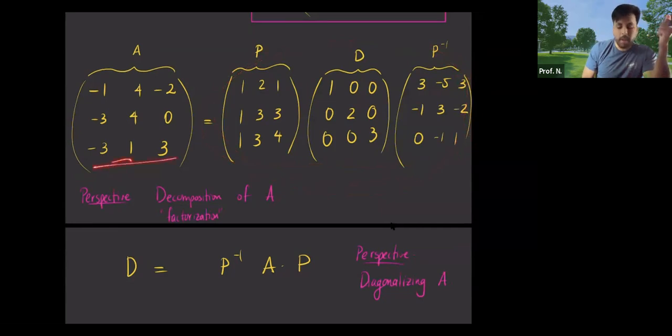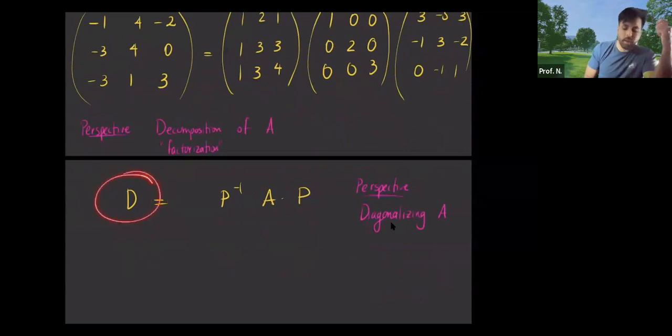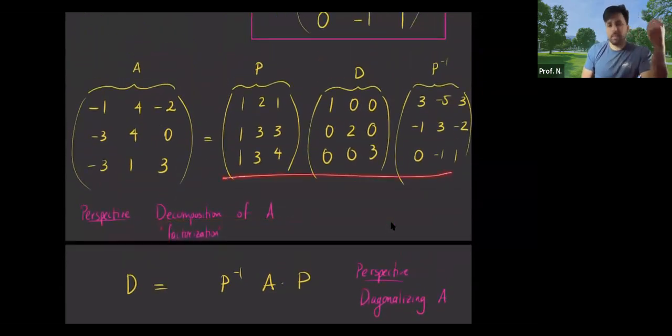I'm taking A and I'm writing it as a product of 3 matrices. In this perspective, I'm taking A and I'm multiplying by these 2 matrices so that I get a diagonal matrix. So this is my goal here. My goal in diagonalizing a matrix A is getting a diagonal matrix. My goal here in decomposing A is getting a product of matrices. Do you see the difference?